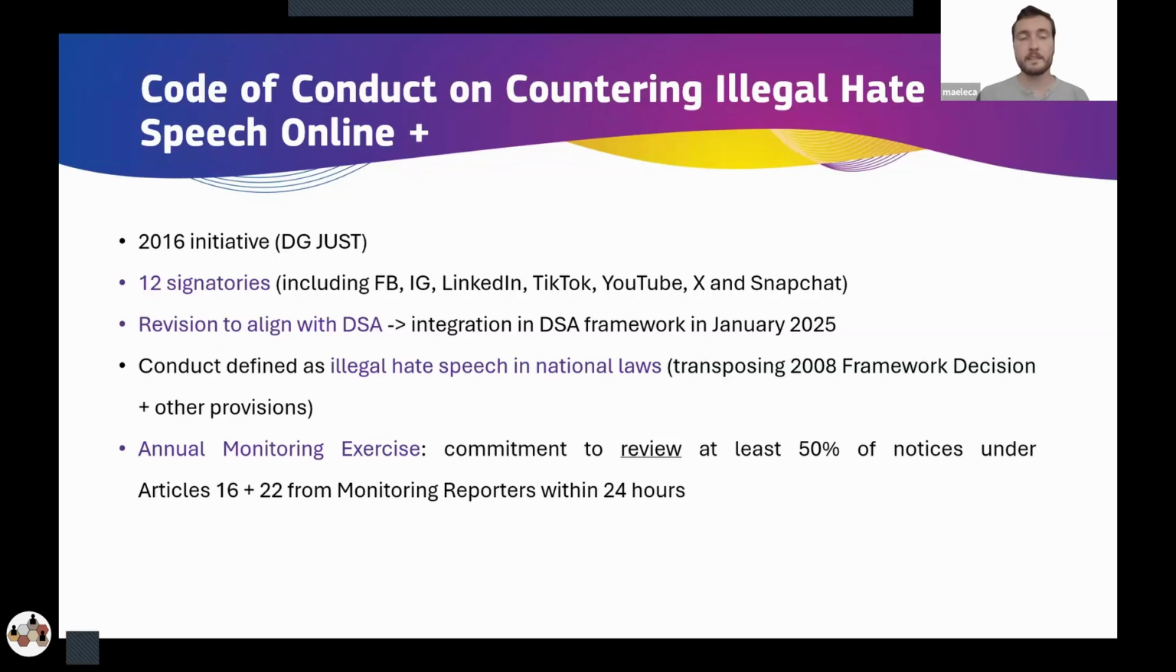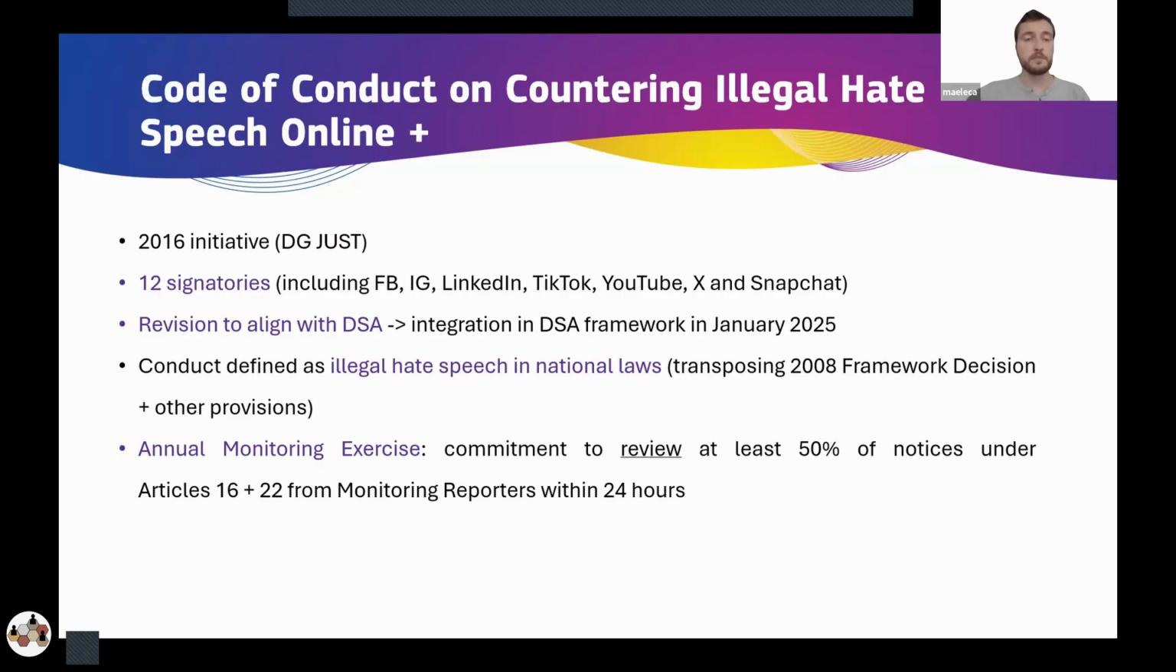So recently, I guess I should say, time goes so fast. It's already last year, but I would still call it recent. We also carried out a revision of this code of conduct to better align it with the DSA so that it could be integrated into the DSA framework, could interact with the systemic risks, could interact with the risk mitigation measure framework. And this happened in January last year.